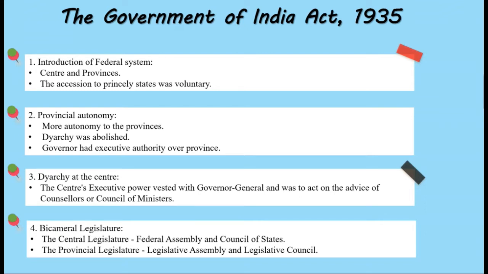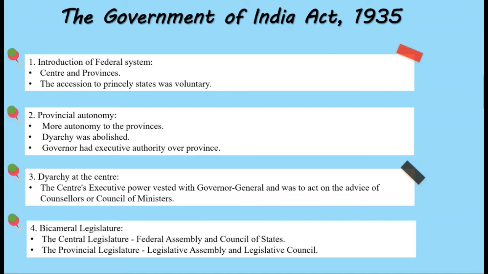The first point, introduction of federal system. A. The Act of 1935 provided for a federation which had 11 provinces of British India, 6 Chief Commissioners provinces and princely states. B. The accession to the federation was voluntary for princely states.